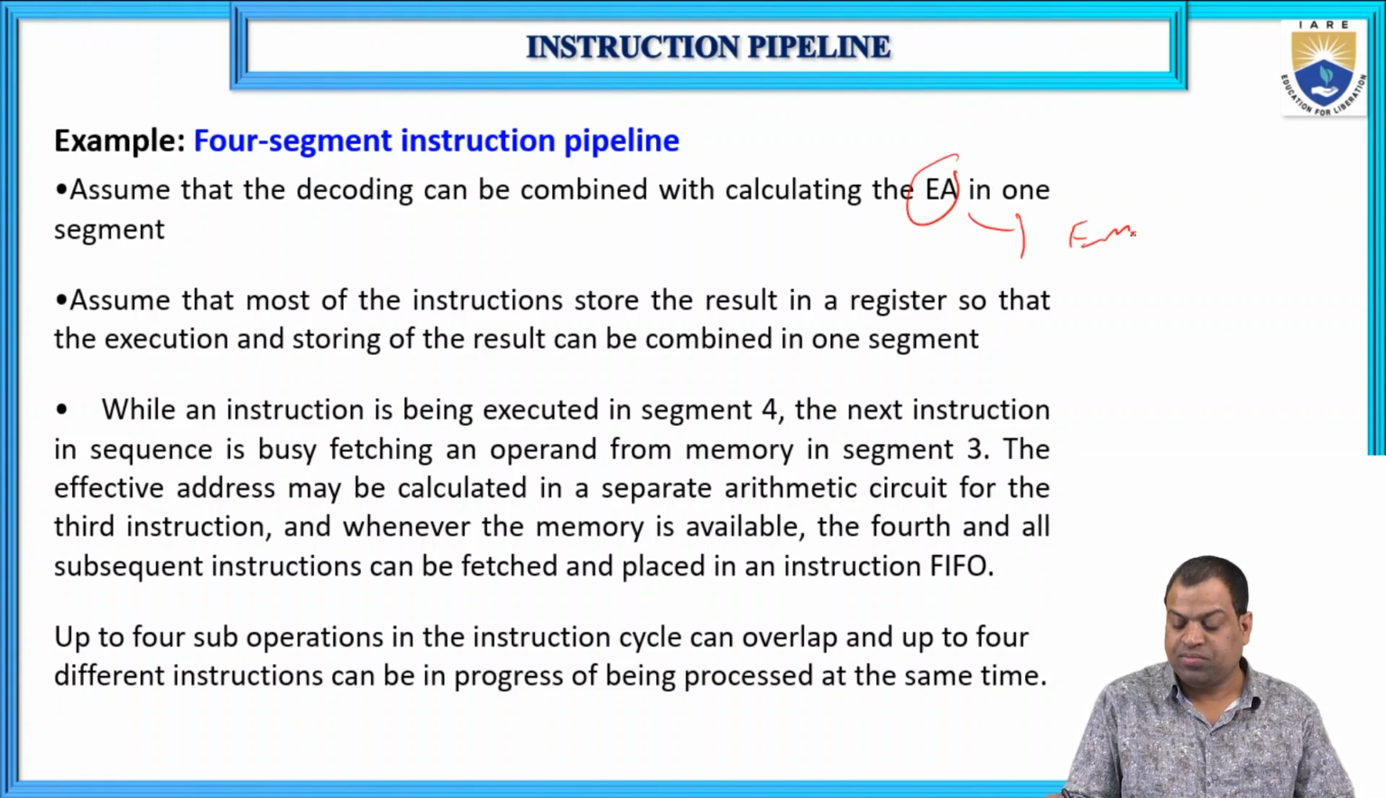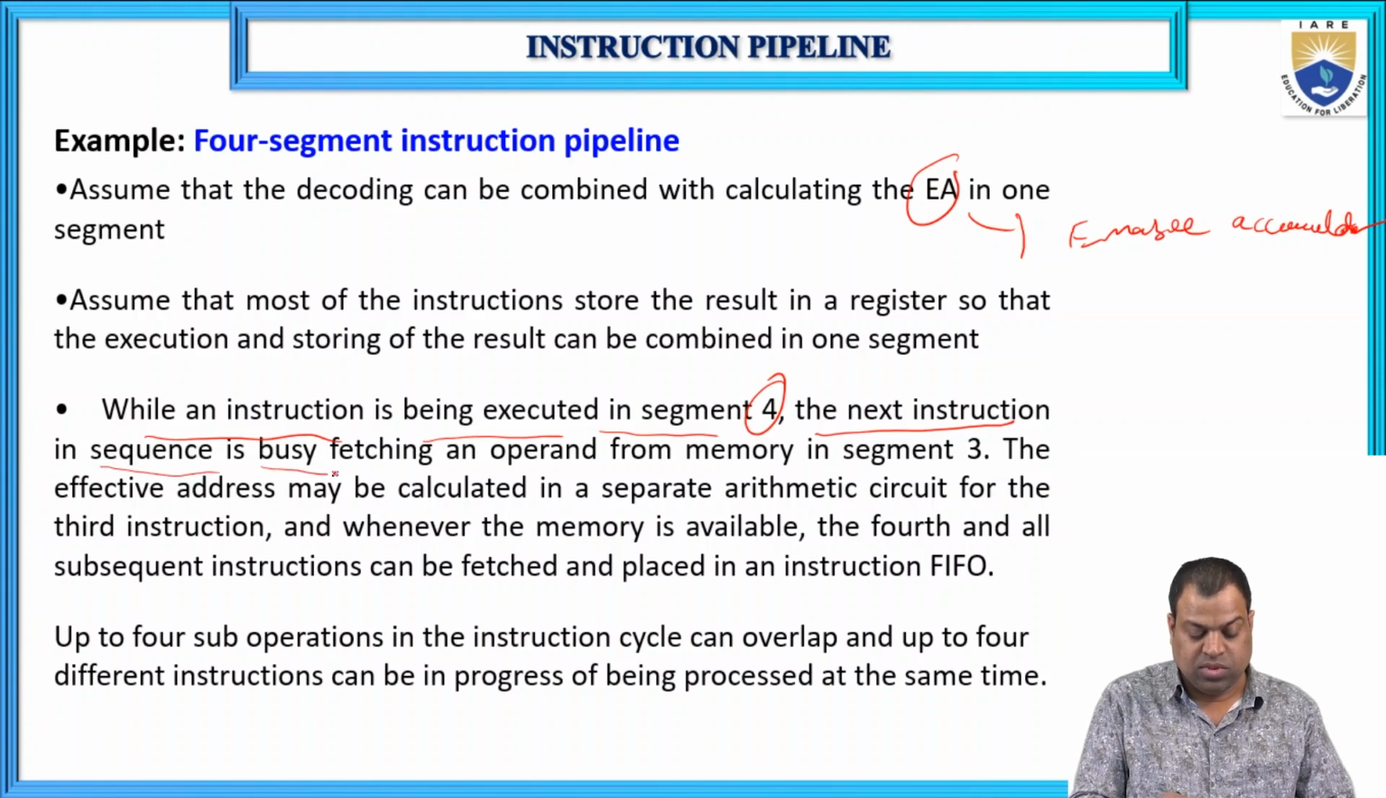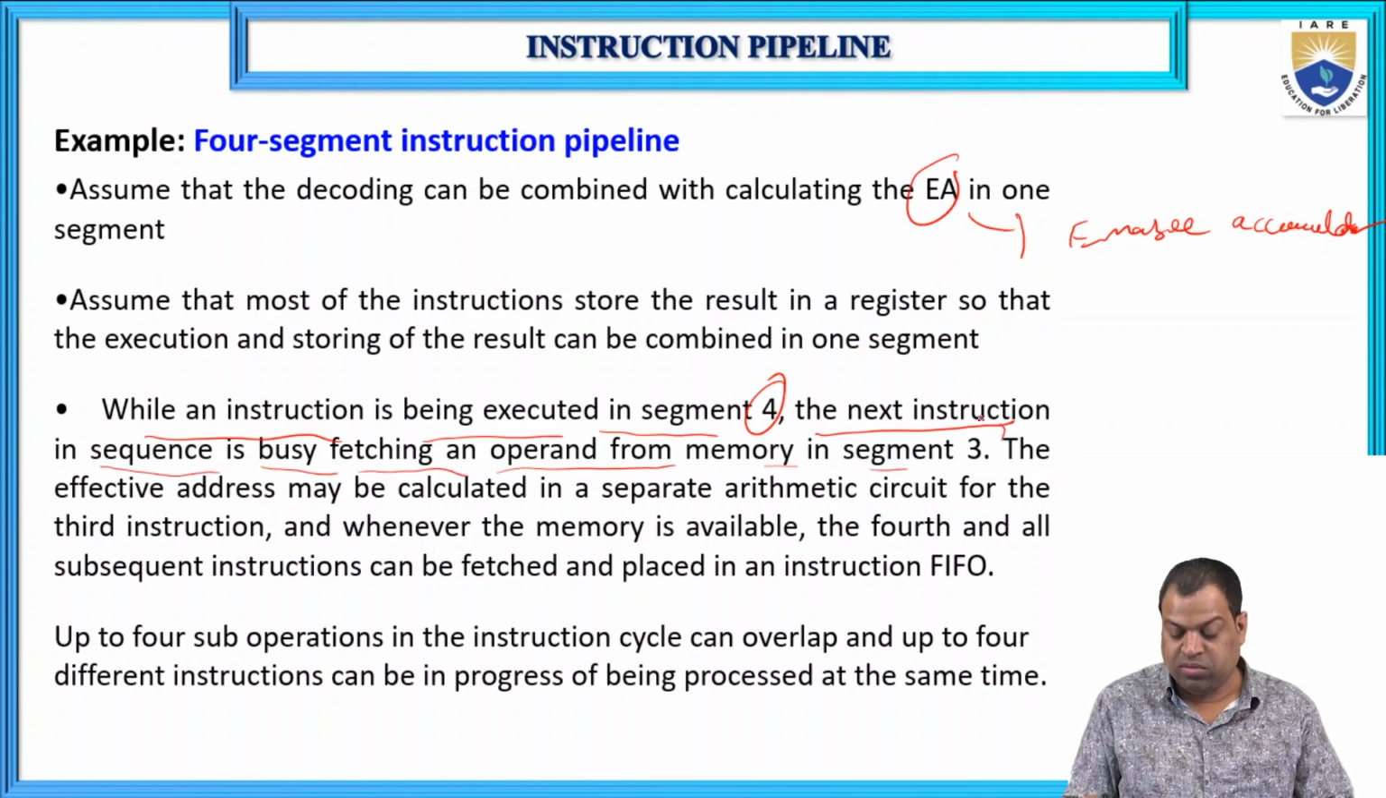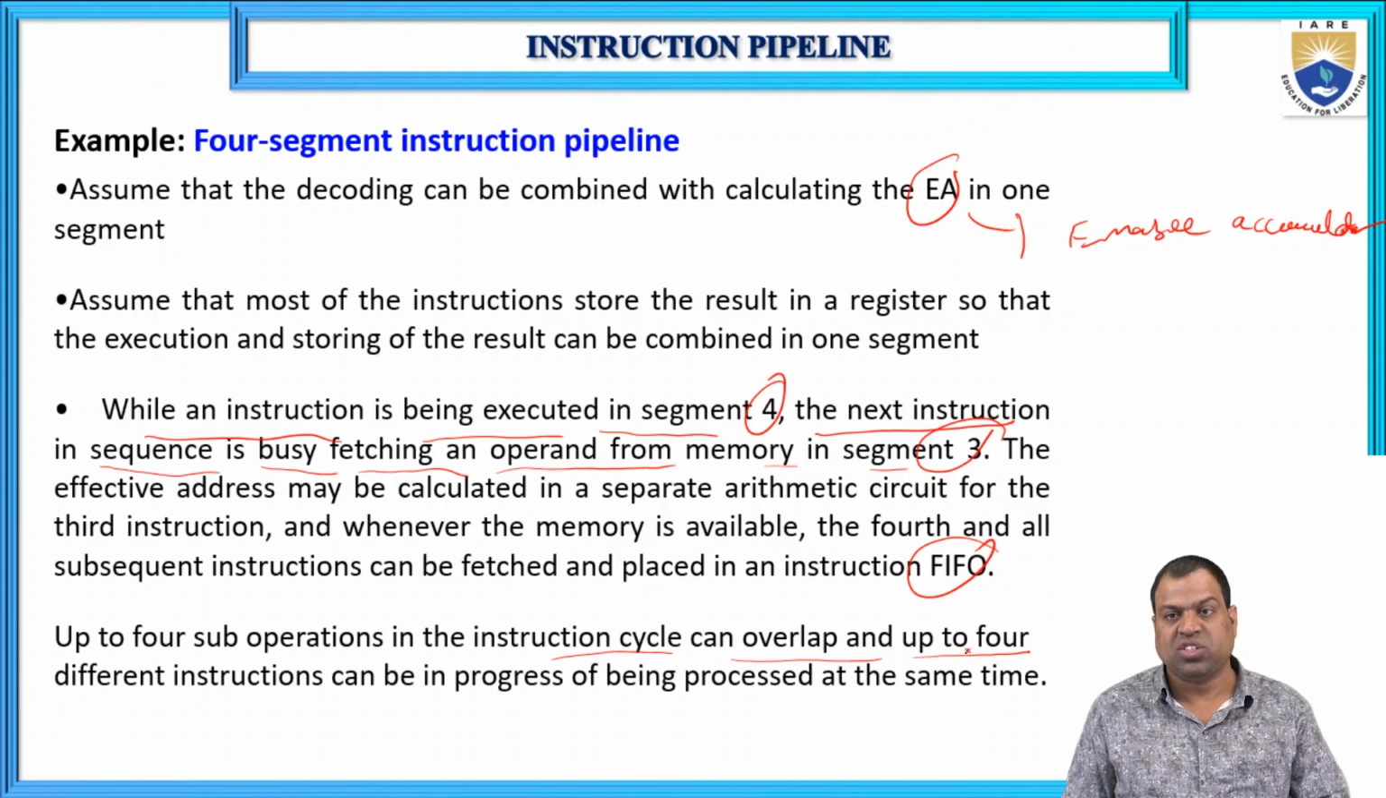When it is going for the accumulator, while an instruction is being executed in segment 4, the next instruction in sequence is busy with fetching of operand from memory in segment 3. The effective address may be calculated in a separate arithmetic circuit for the third instruction, and whenever the memory is available, the fourth and all subsequent instructions can be fetched and placed in an instruction FIFO, first in first out. Up to 4 sub operations in the instruction cycle can overlap, and up to 4 different instructions can be in progress of being processed at the same time.